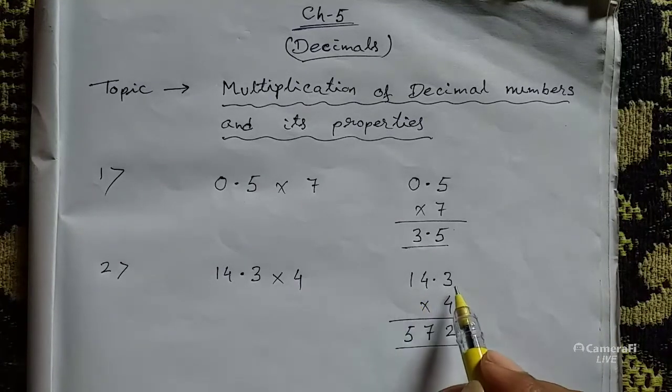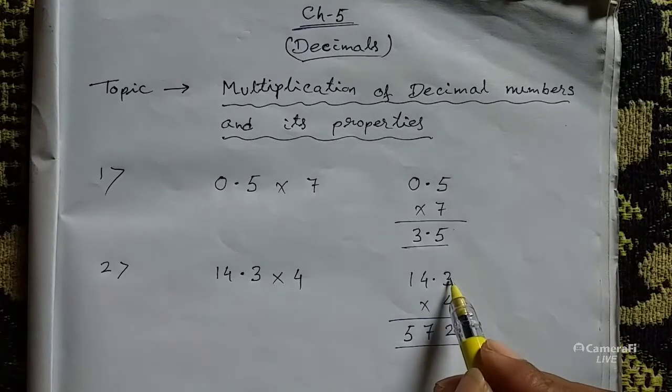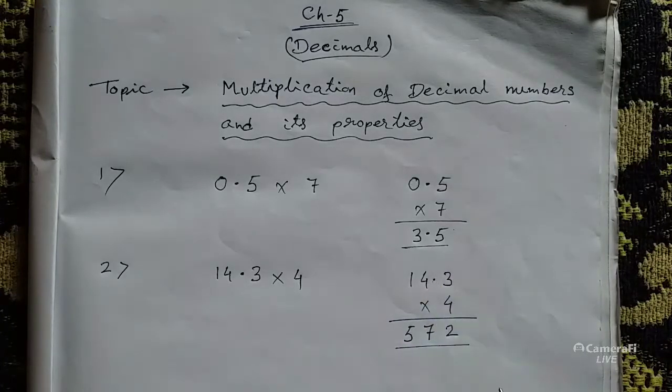Now we have to put the decimal in proper place. The first number has the decimal after one digit from the right side. So in the result we will put the decimal after one digit from the right side here. So the result becomes 57.2.